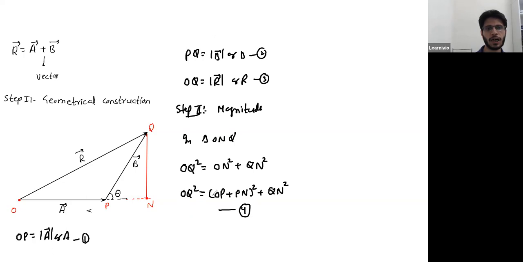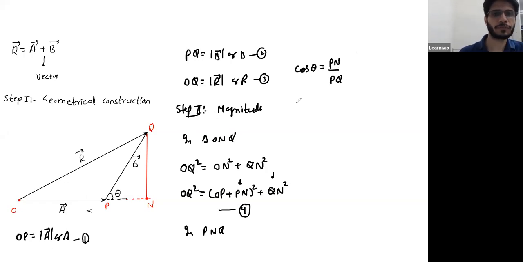Now we know that OQ is R, OP is A, but we need to calculate the values of PN and QN. So for PN and QN, we can use right angle triangle. If I use triangle PNQ, so Faiza, what is cos theta in triangle PNQ? Just in terms of sides of triangle. PN by PQ. So your cos theta is PN by PQ, and how much is PQ? PQ is B. So your PN is B cos theta only. That's equation number 5. This is PN.